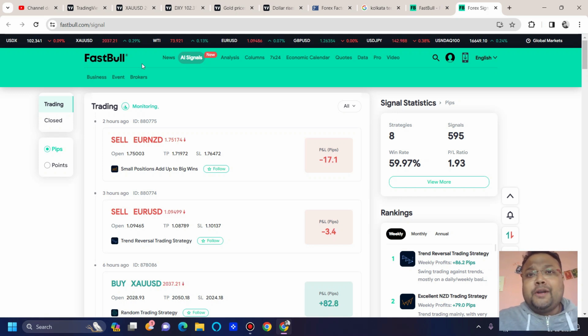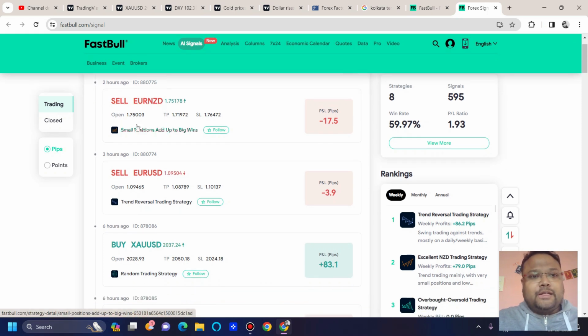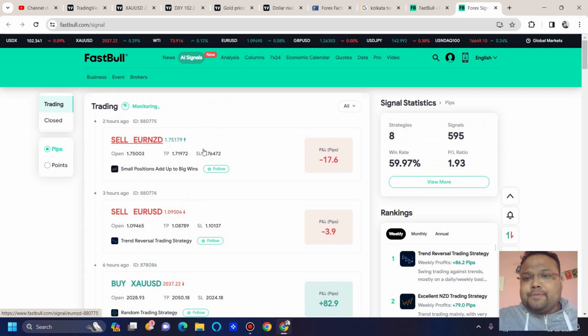But keep in mind, without risk management, no signal service is going to give you profit. Don't forget that. So these are the signals of FastBull, and the best part is that they maintain clear transparency. You can see in the statistics that right now they are following 8 strategies, and 595 signals have been generated.